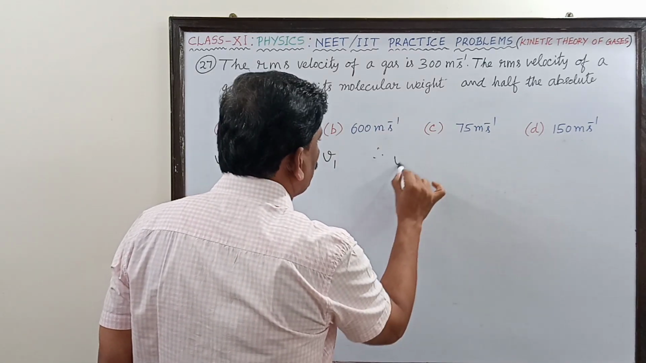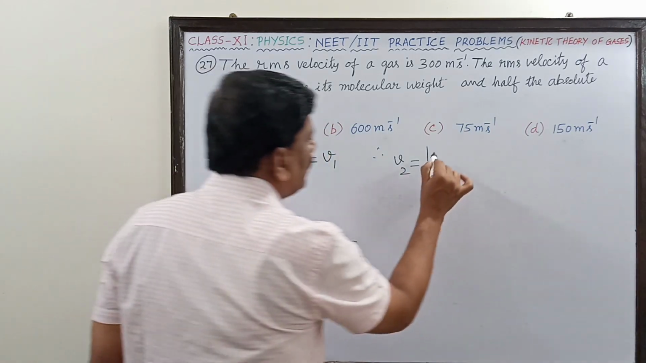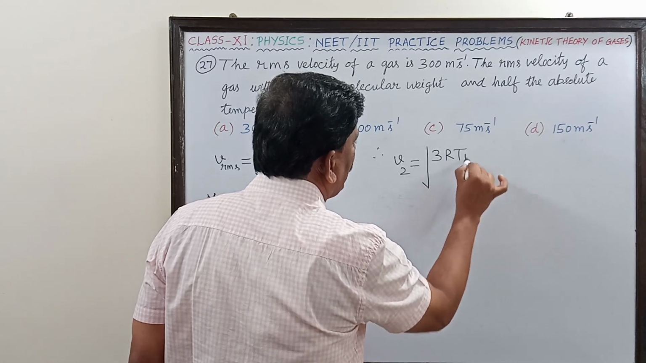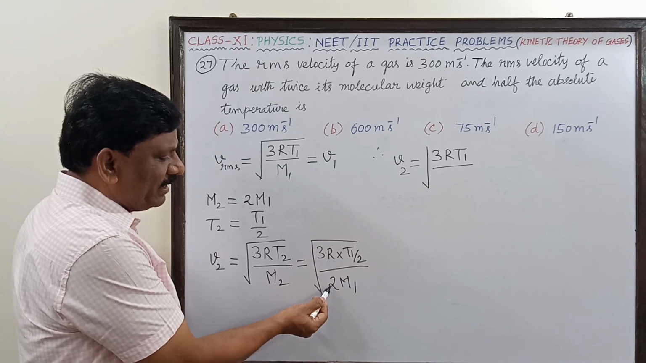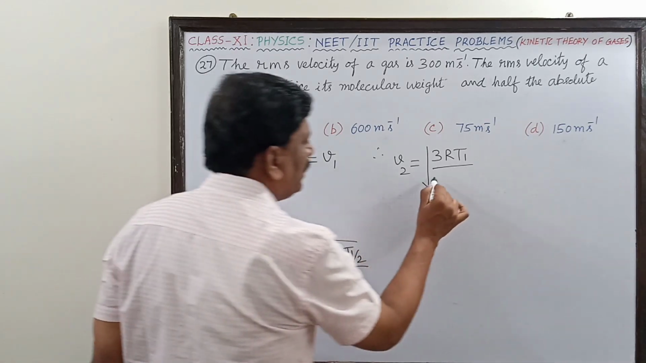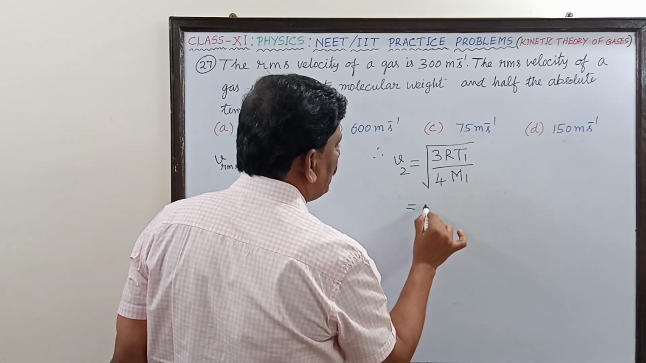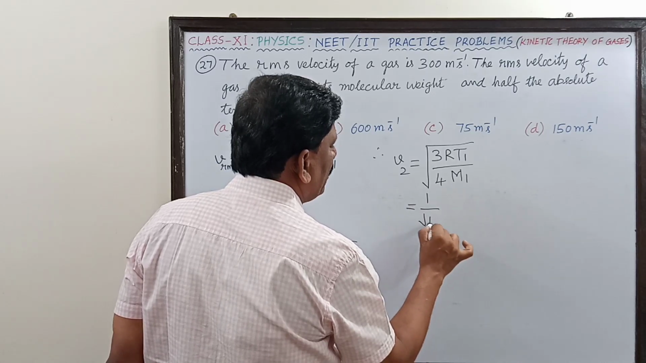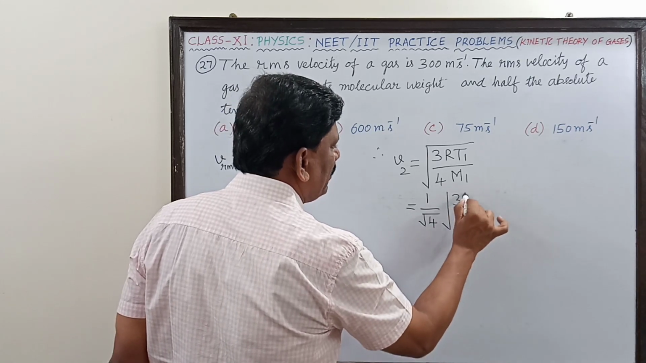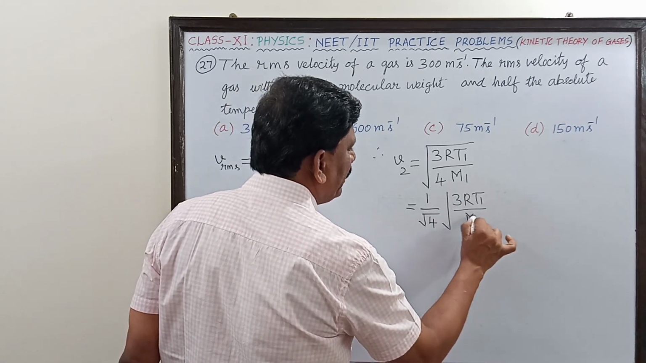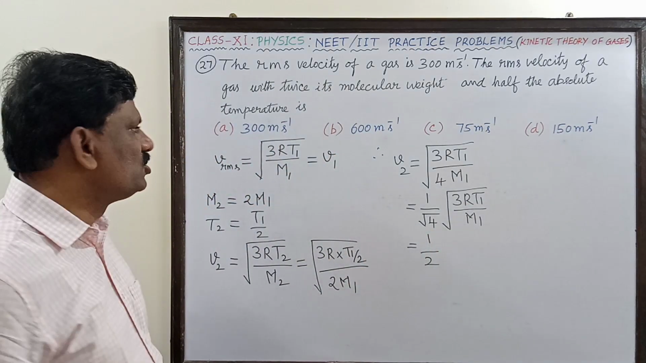Therefore V2 is now equal to square root of 3RT1 divided by, this 2 will also multiply with the 2 in the denominator, so that this will become 4M1. Okay, so this is equal to square root of 1 by 4 multiplied by square root of 3RT1 by M1. So this is equal to 1 by 2. So square root of 4 is 2.